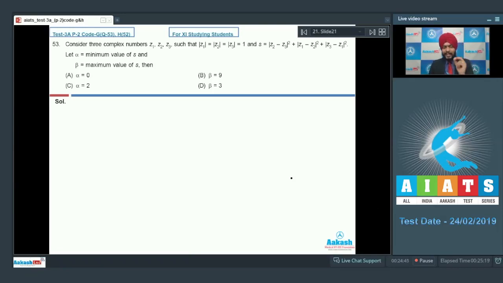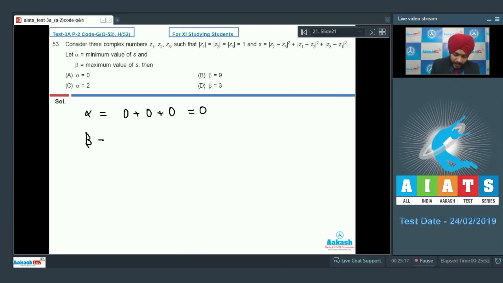Students, we can clearly see that S is the distance between z2 minus z3 whole square plus the distance between z1 minus z2 whole square plus distance between z3 minus z1 whole square. So the minimum value of S will be obtained when z1, z2, z3 are the same complex numbers and they can lie on the unit circle anywhere, but they have to be same. So the alpha, which is the minimum value, will be 0 plus 0 plus 0, and that is 0.